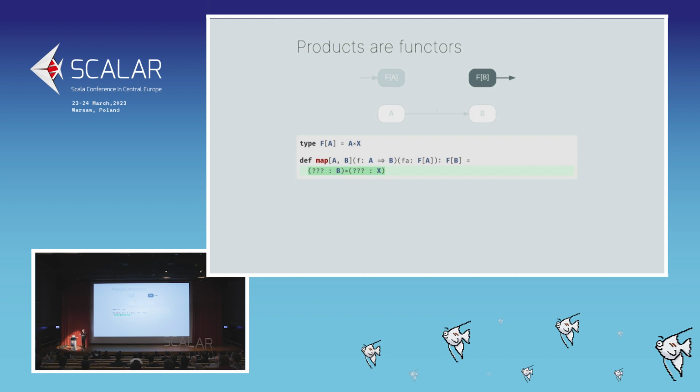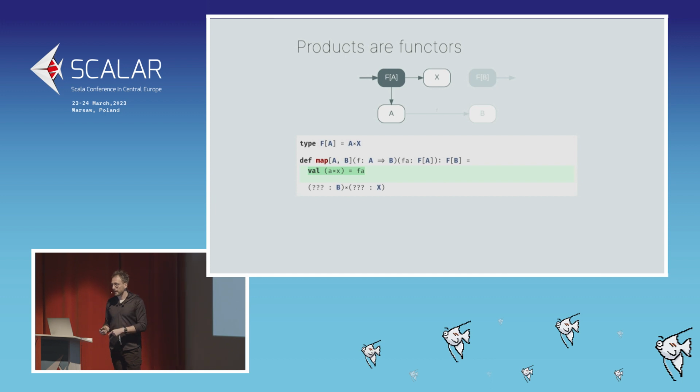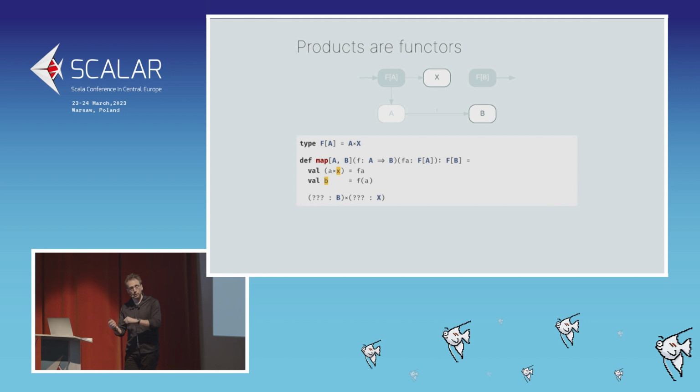Now, from here, we still have f of A, and we know that we can use product elimination on that, so we get an A and an X. And we have an A and a function from A to B, so we get a B. And now we have a B and an X, which allows us, by product introduction, to get an f of B. So now we have a valid implementation of map for our product type. And so we can say, kind of hand-wavy, that product like that is a functor.